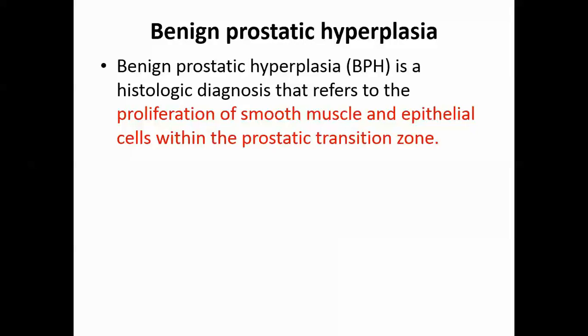Now let's return to benign prostatic hyperplasia, which will cause a benign prostate enlargement, and as we said, this is the most common cause of lower urinary tract symptoms, LUTS, in men. Actually, benign prostatic hyperplasia is a histologic diagnosis, not a clinical diagnosis. So it's a proliferation of smooth muscle and epithelial cells within the prostatic transition zone.